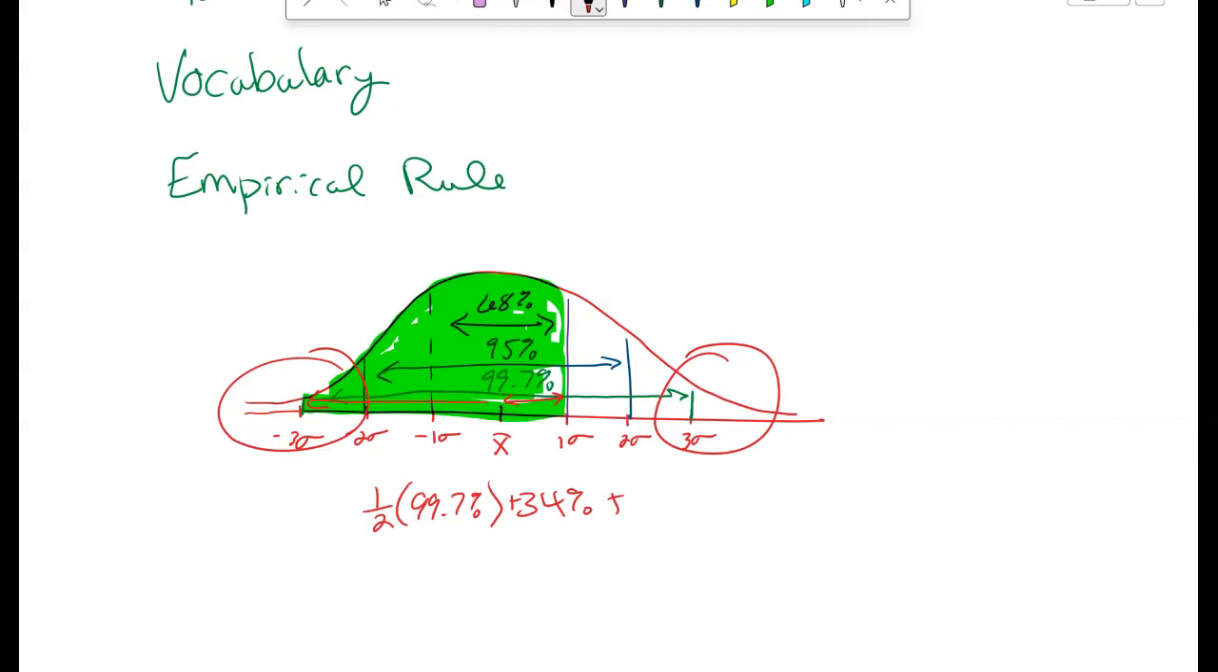Make sense? So how much percent is outside of the 3 standard deviations? Is that like 0.3%? Well, yeah. So this half over here would be 0.15%, and this one over here would be 0.15%. Does that help a little bit more with those?